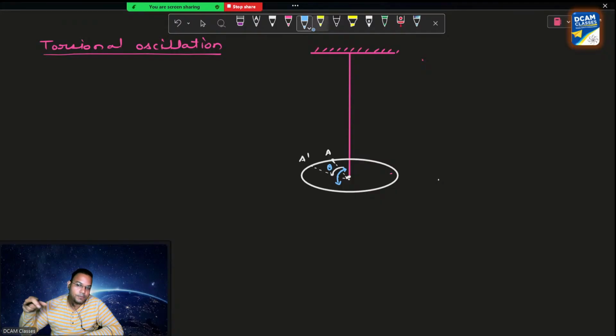In that case, what is happening: when you pull that and then release it, it throws away, then does not come back. In this case, what will happen: when you pull it and then release, it will try to rotate like this, go to the other side, and then again come back, then come to this side, then again move back, then again move to the other side, move back. Like this it will be rotating.